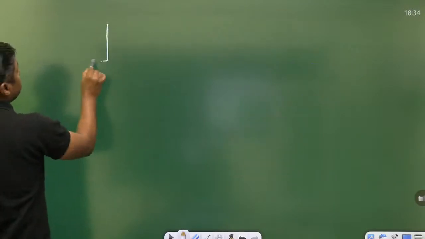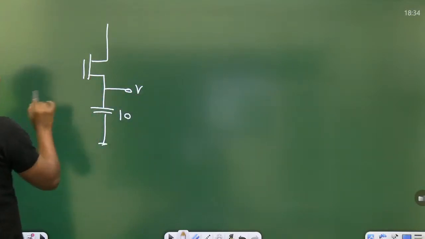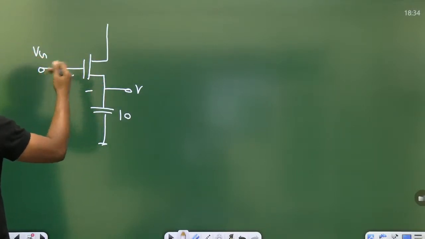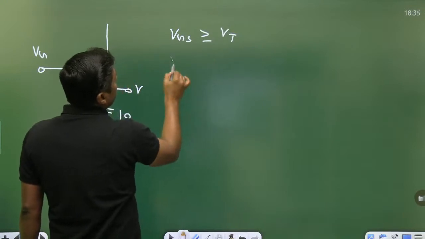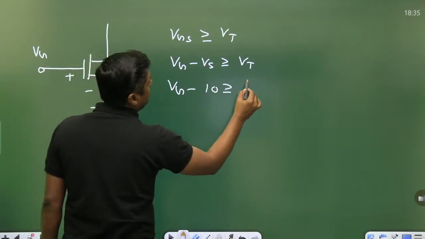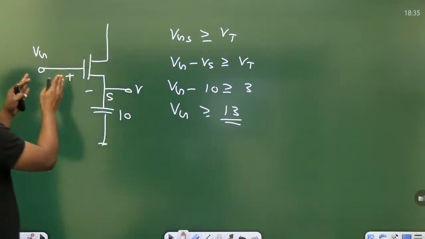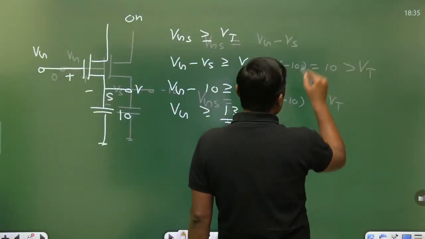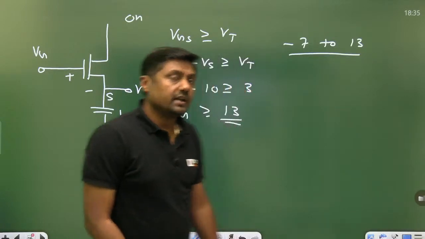In the second case, when this is 10 volt, it will try to make it off. But at that time I want it to be on. So what is the condition so that the transistor will be on? VGS should be greater than VT. VG minus VS should be greater than or equal to VT. So VG minus 10 should be greater than or equal to VT. VT is 3, so VG should be greater than or equal to 13, so that the transistor will be on. So what is the maximum value? 13. What should be the range? Minus 7 to 13. Okay, so that is the case.